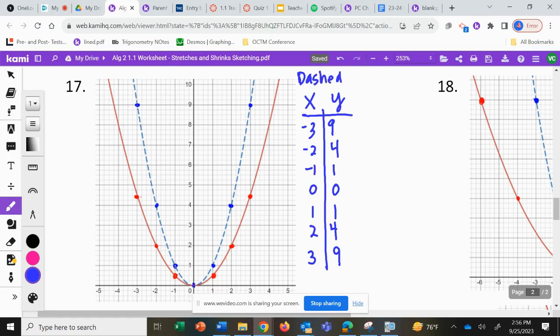My dashed ones are -3, 9, -2, 4, -1, 1. You're just squaring each number and multiplying it by itself.